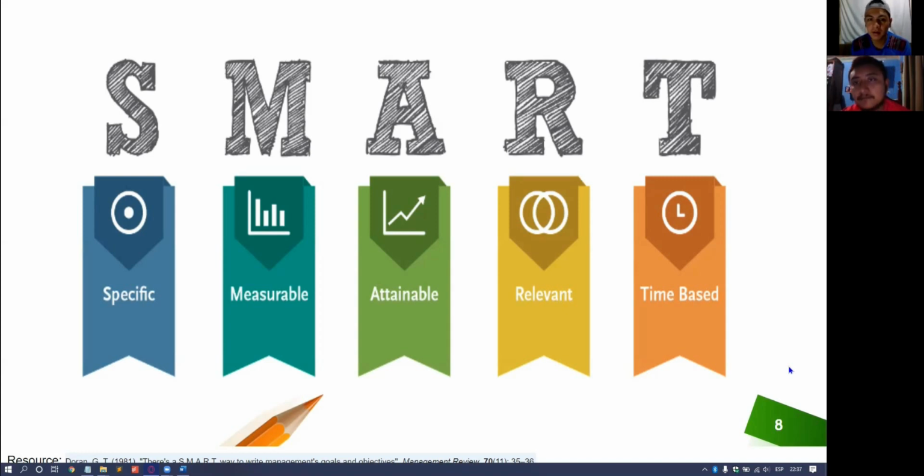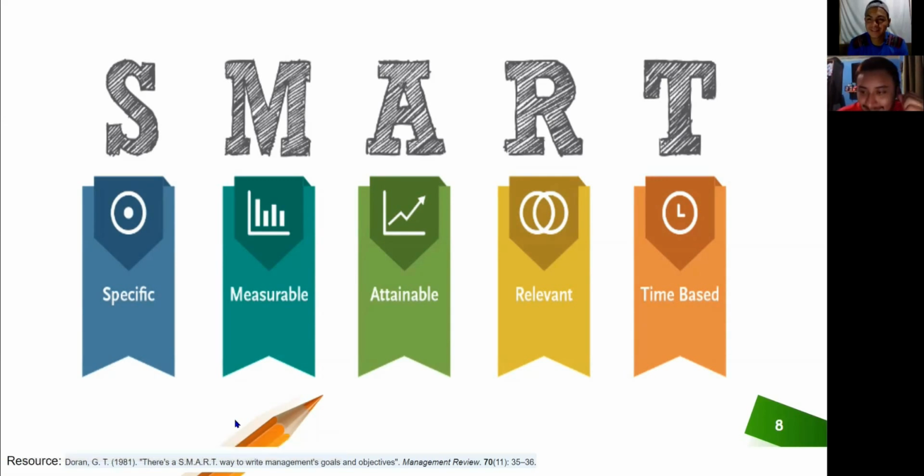Yes, that's right. And attainable is achievable, so it has to be doable, like realistic. That's right. And relevant, it has to be something important for our students to do or for us to do. And time-based, it has to have a period, a time to finish it. You got it, right?